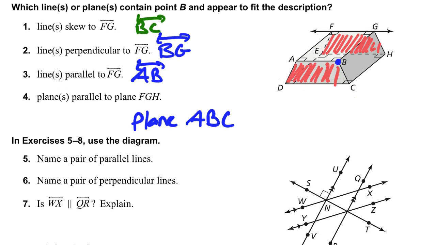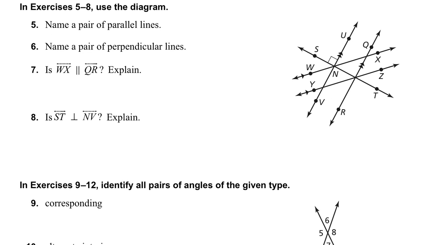Next section, name a pair of parallel lines. We're going to look at the different symbols. So I'm going to highlight here. It doesn't really matter. I'm going to look at parallel line symbols. I see the two line marks. So these yellow lines are parallel to each other. I also see the single mark. So these lines that are more like in the purplish blue are also parallel.